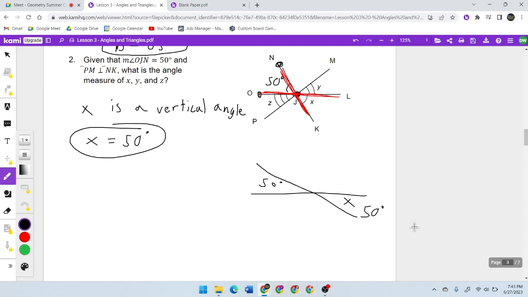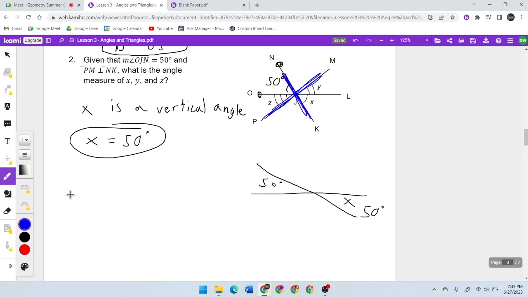So now the next thing we're going to do is find the measure of angle y. To do that, I'm going to erase those red lines I drew to make it easier for myself. Right now, there's no way of finding the measure of angle y because it's not a vertical angle. But one thing we do know is that PM, which I'll draw in blue, is perpendicular to NK, which I'll also draw in blue.